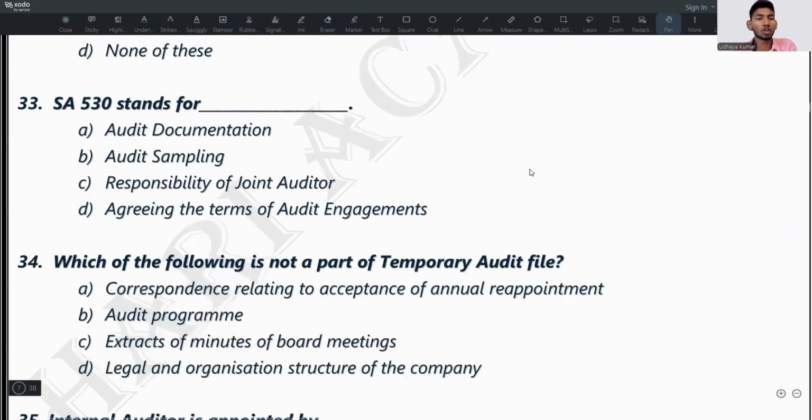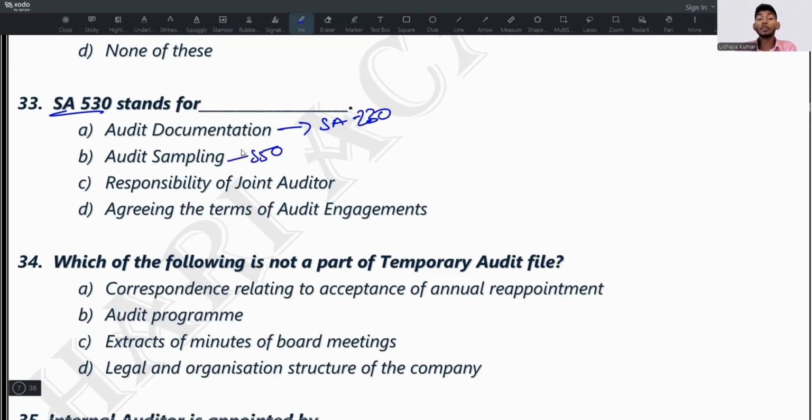So moving to the next one, question number 33. SA 530 stands for what? Try to recollect those standards on auditing. Audit documentation is SA 230, right? Audit sampling, for what?